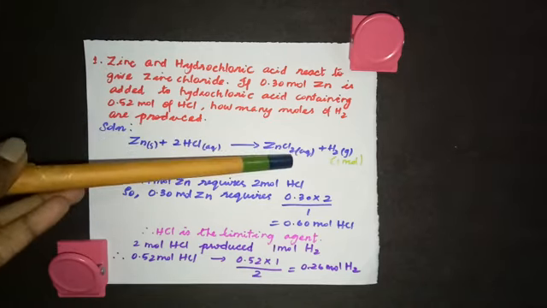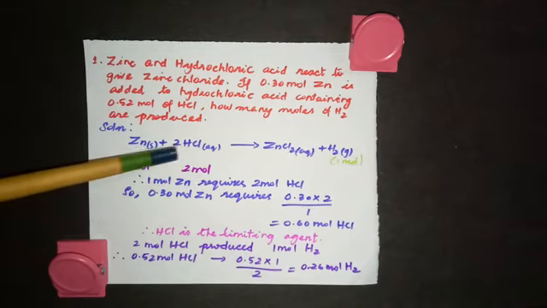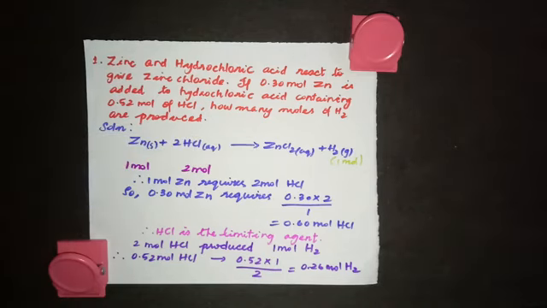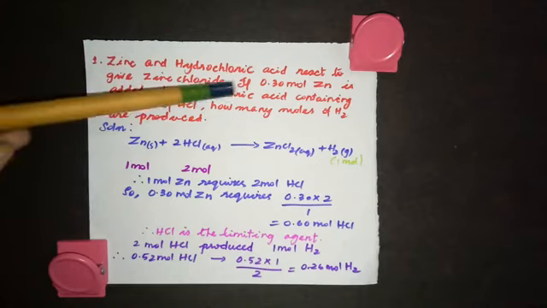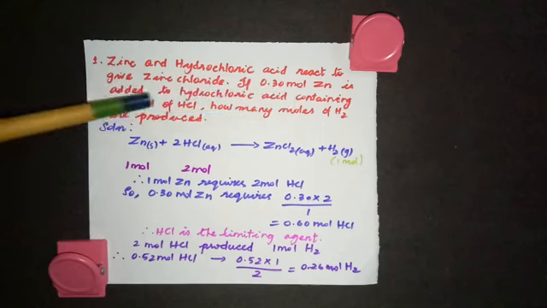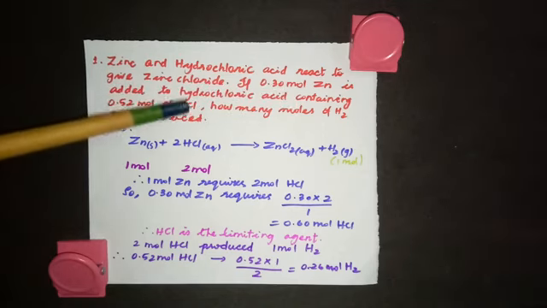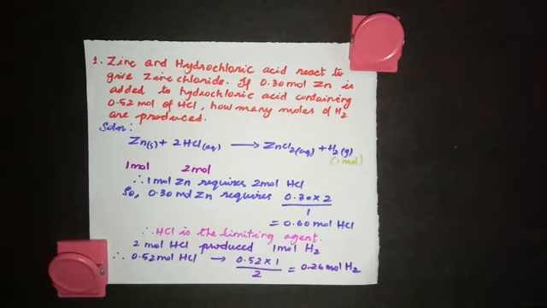Now see how many chlorines are here. 2 chlorines. Here only 1 chlorine. So put 2 here. Now hydrogen becomes 2 and here also H2. So now the equation is balanced. Now get back to the question. If 0.30 mole zinc is added to hydrochloric acid containing 0.52 mole of HCl, how many moles of hydrogen are produced?